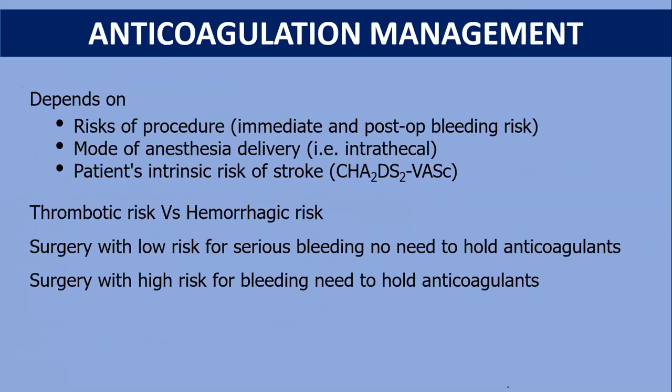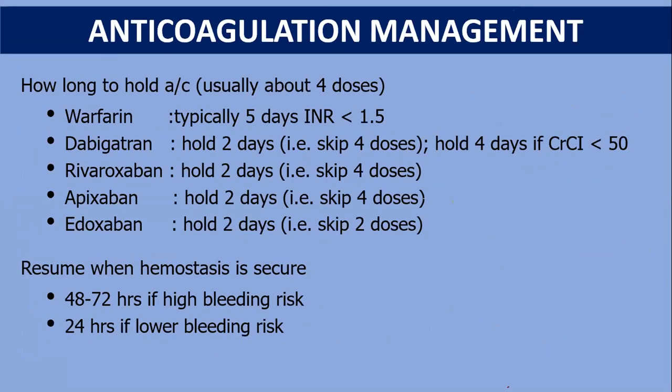And anticoagulation management: again, you have to calculate the thrombotic risk versus the hemorrhagic risk. For surgery with low risk for serious bleeding, there is no need to hold anticoagulants; continue anticoagulants at the minimum possible dose and do the surgery at the same time. But if the surgery carries high risk for bleeding, you need to hold the anticoagulant.